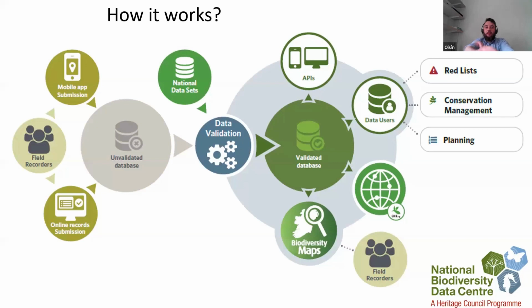So just as a quick example, it was already explained there, but it's a quick schematic on how this actually works. The data comes into us from the field recorders, either through the app or through the online submission form. It then goes into an unvalidated database, which we call the Citizen Science portal. The data goes through a validation process and then gets onto biodiversity maps. And again, it's open to anyone to be using.